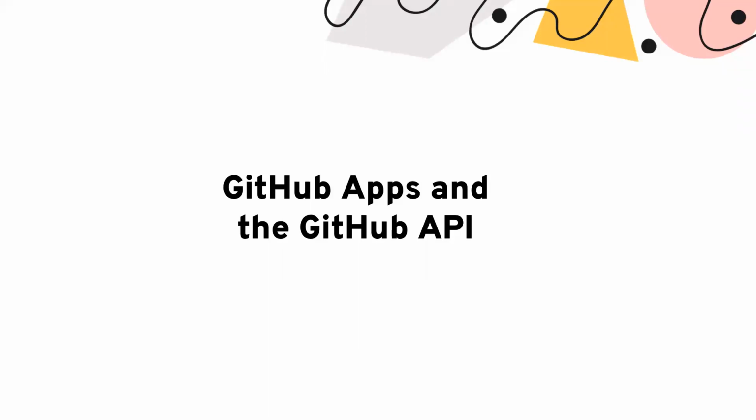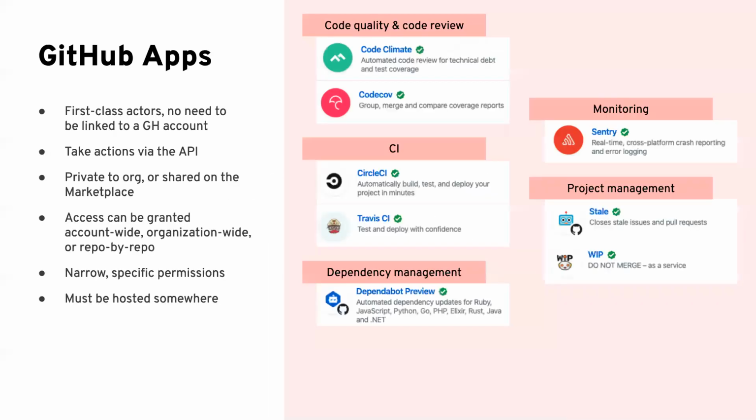So first, GitHub apps. What are they exactly? GitHub apps are described in their documentation as first-class actors. That is, they aren't associated necessarily with a GitHub account. They have their own identity on GitHub. They come with built-in webhooks that interact with the GitHub API. And once they're hosted somewhere, registered and installed on a repository, they use the API to listen for events and respond to them, depending on the permissions that are set for them and that the users that own those repositories have granted to those apps.